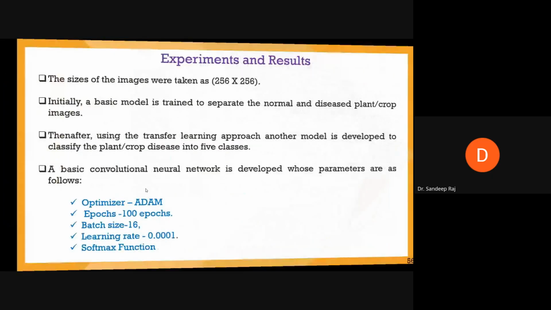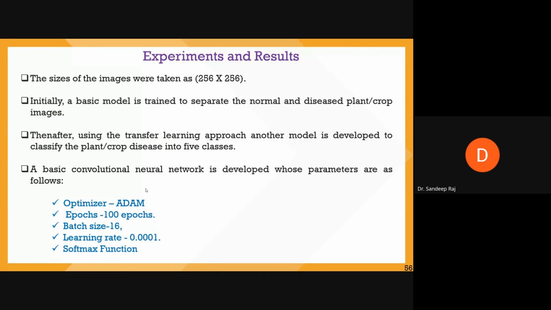So in the implementation part, as I have highlighted earlier, the size of the image was 256 by 256, and the basic model was trained to separate the normal and diseased plant images. So these are the different parameters: the optimizer used was Adam, 100 epochs were used, and the batch size was taken as 16. They can change based on the amount of data, the type of data, how many images you are using, or what size of image you are considering.